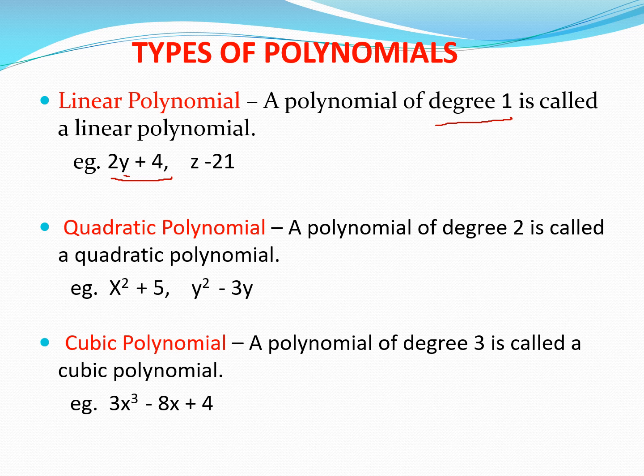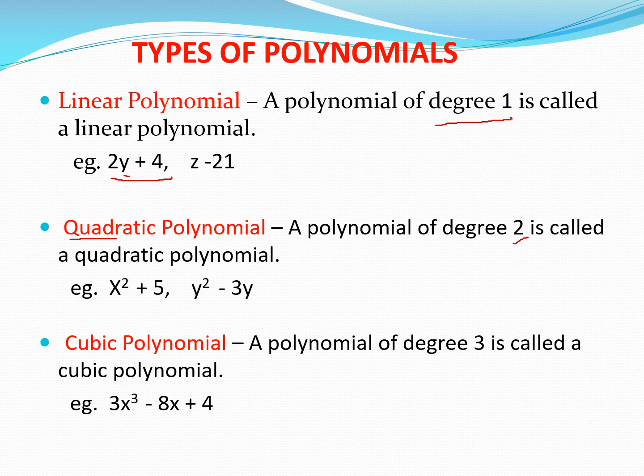That means it is a linear polynomial. In the second example, z minus 21. The variable is only one, z, and the power of the variable is 1. So the degree of the polynomial is 1, so it is a linear polynomial. Next is the quadratic polynomial. A quadratic polynomial is a polynomial of degree 2.